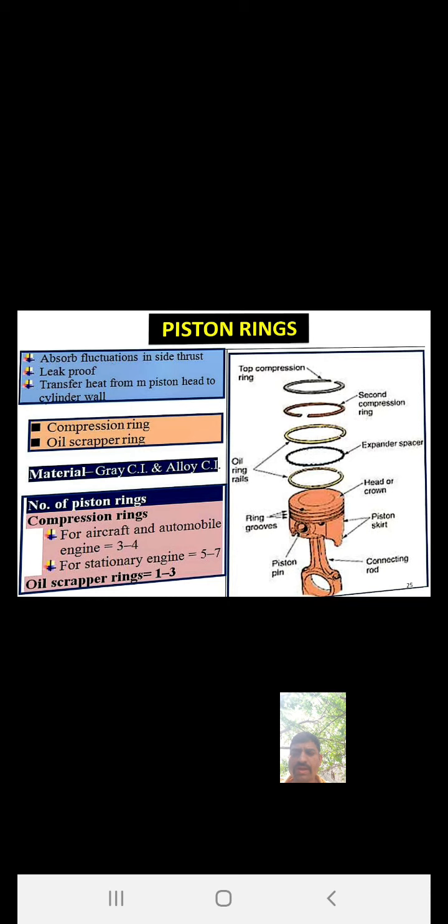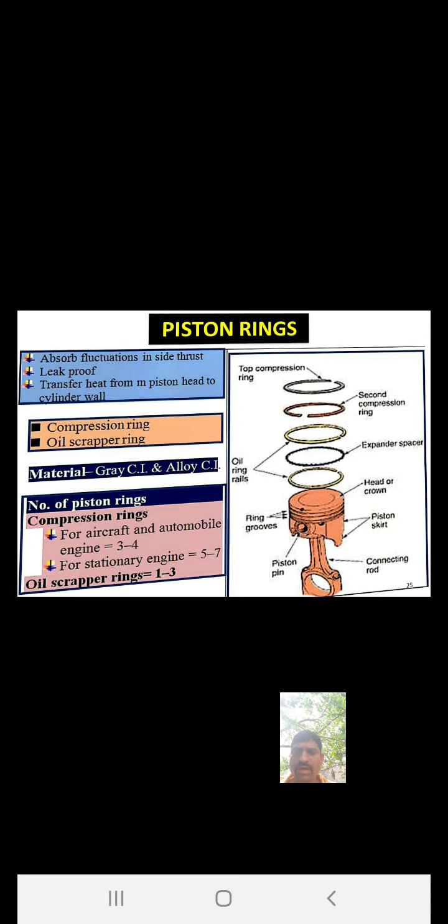Design of piston rings. What is the use of the piston ring? It absorbs the frictional side thrust, makes the joint leak proof, and transfers heat from the piston head to the cylinder wall. We have seen that the rectangular cross section of the piston ring is most widely used in a compression ring. This compression ring is used as the first compression ring and second compression ring. See the figure of the piston.